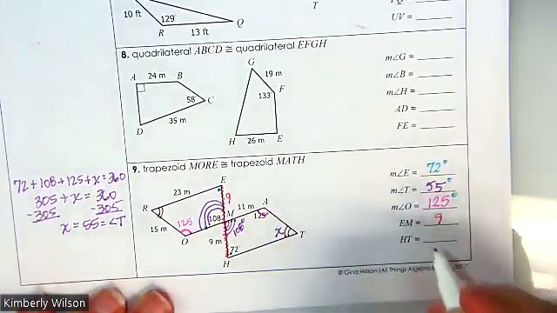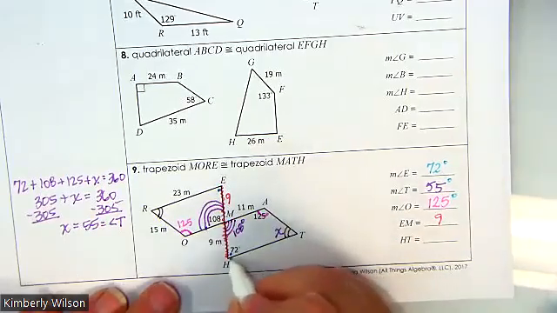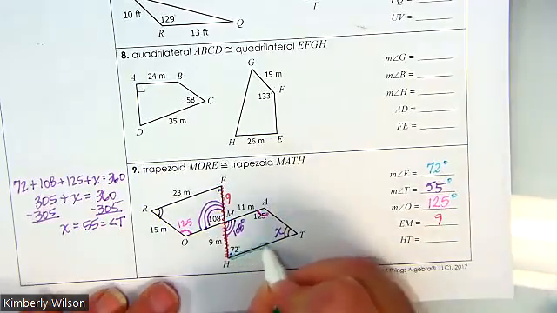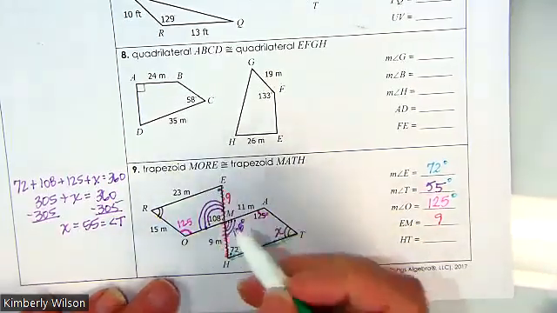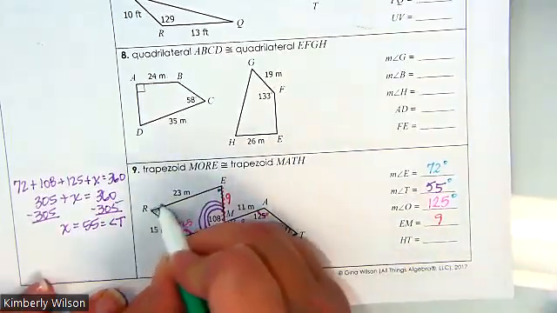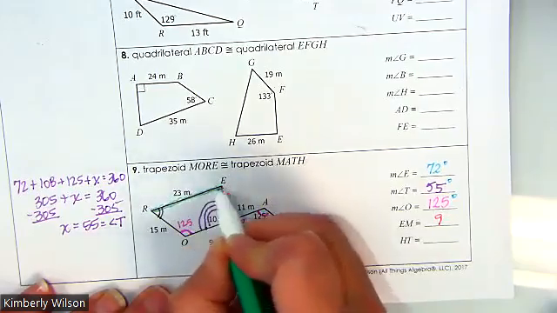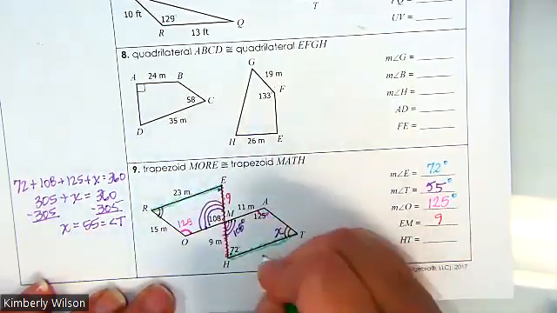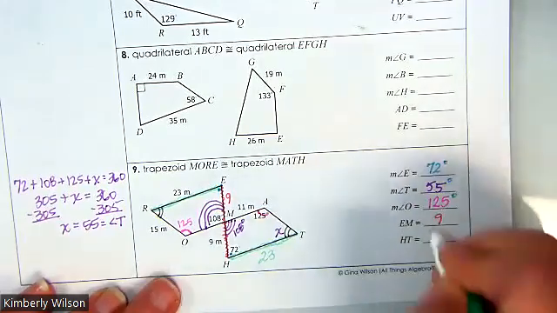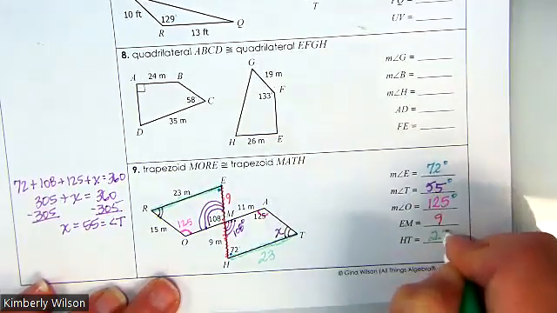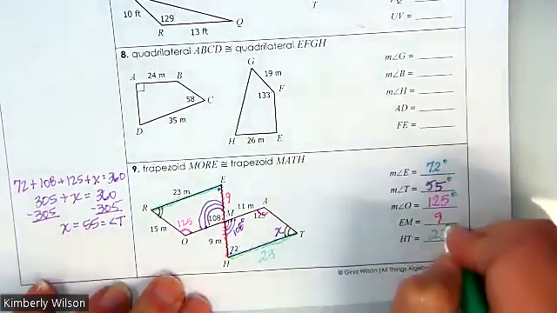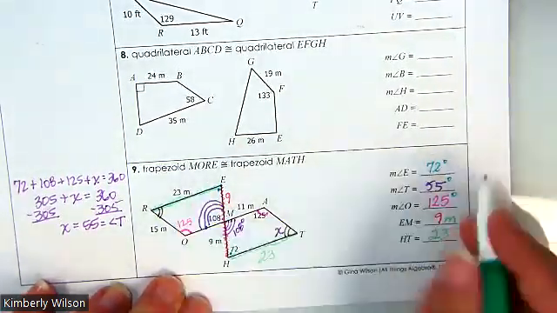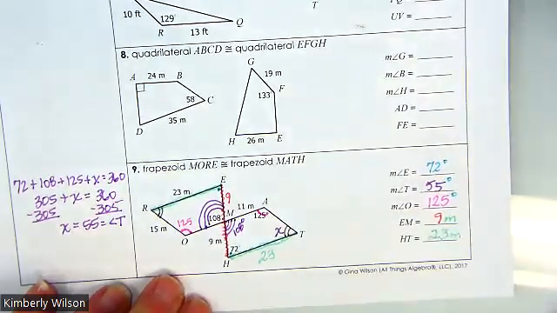Then it wants me to find HT. HT goes with ER, which is 23, so therefore this side is 23. And this does not have a measure on it. Oh, it does, because they have units on here. So this says 23 meters and 9 meters.